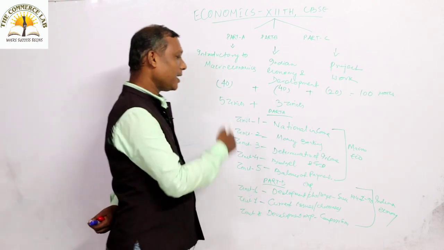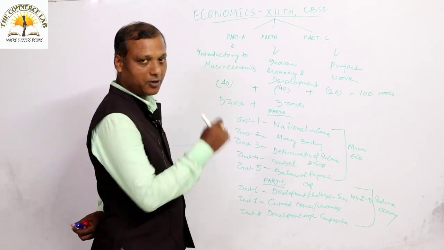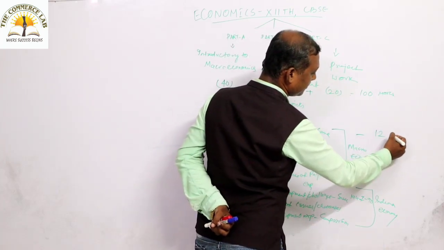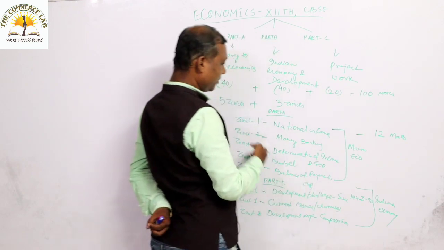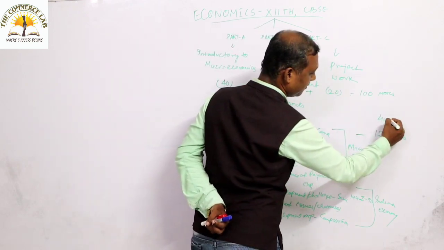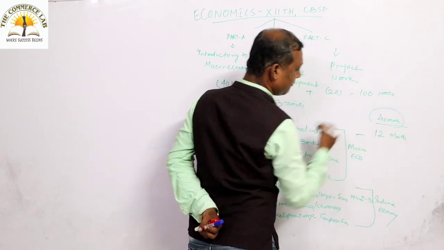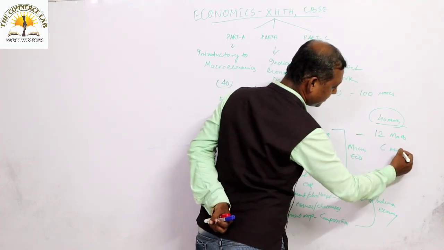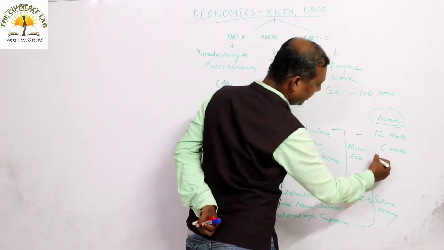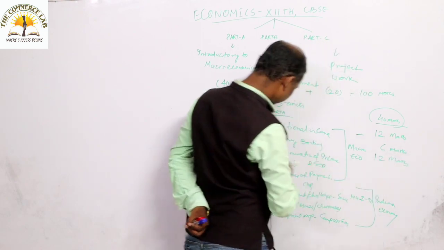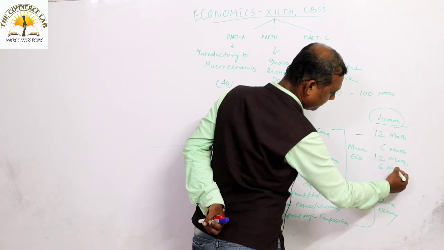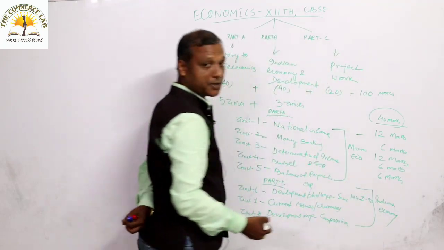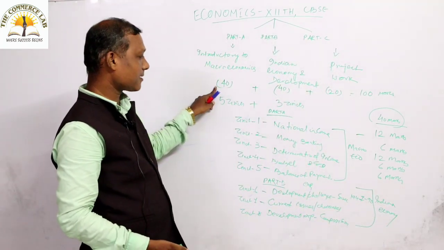Now, let me tell you the marks that will come from each chapter. From first chapter, you will get 12 marks. Let me tell you that part 1 carries 40 marks. Out of 40 marks, first chapter you will get 12 marks. Second chapter you will get 12 marks. Chapter 3 you will get again 12 marks. Chapter 4 you will get 6 marks. Chapter 5 you will get 6 marks. I hope you understood. Part 1, as discussed here, 40 marks.